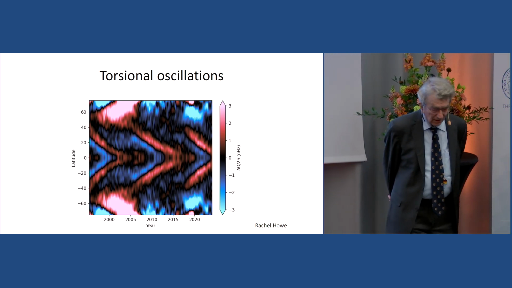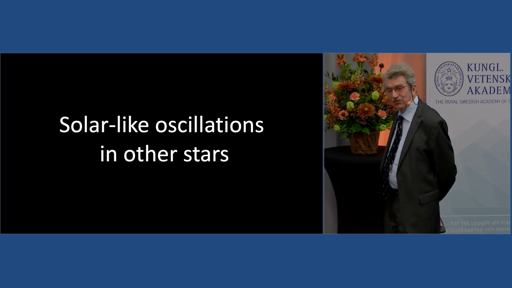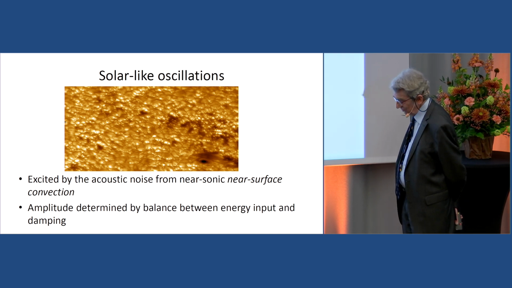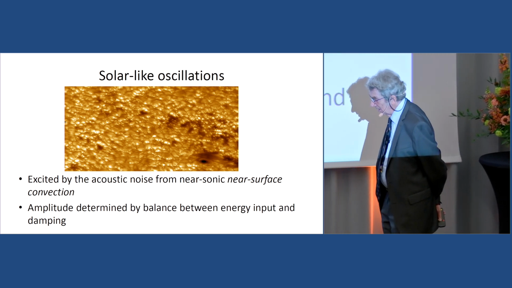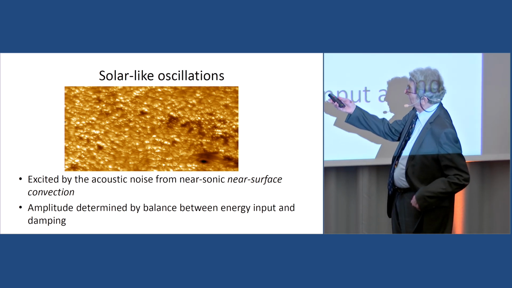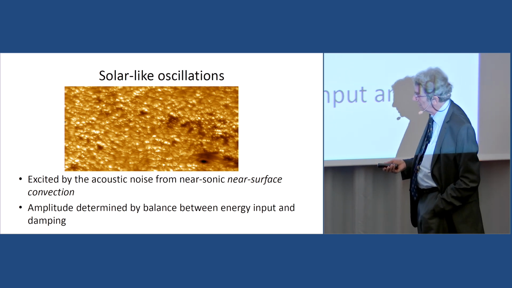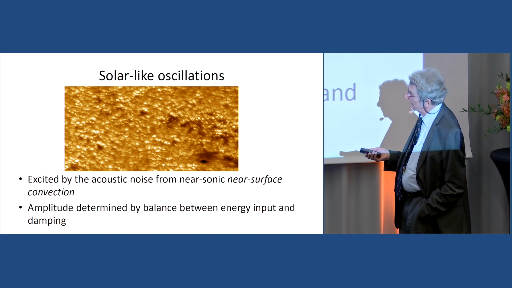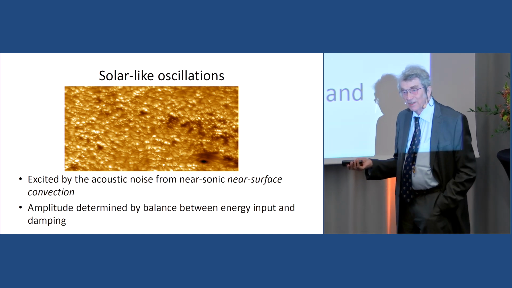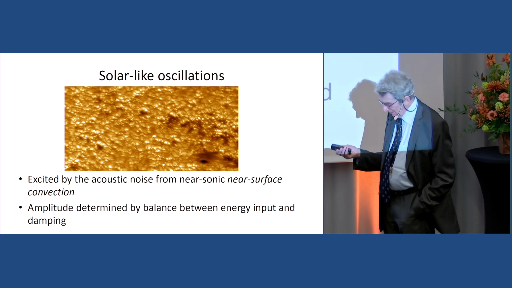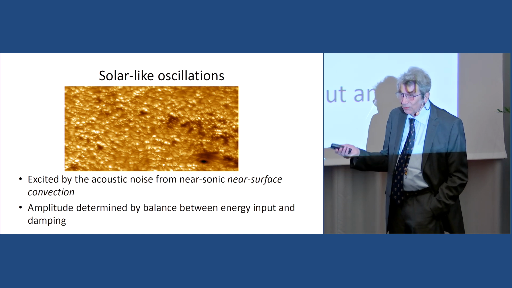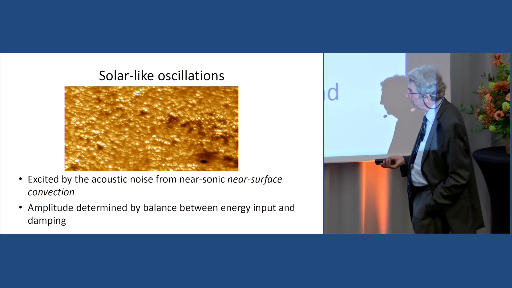Now, with this, let me move on to other stars. Here I'll talk about solar-like oscillations, oscillations like the ones we see in the sun. And we know now that in the sun, these oscillations are excited by the noise created by the convection. Here's an image of convection close to the solar limb. These hot bubbles rising and sinking with speeds close to the speed of sound. And that causes this noise that resonates with the interior of the sun and sets up the standing waves that we see as oscillations on the solar surface.